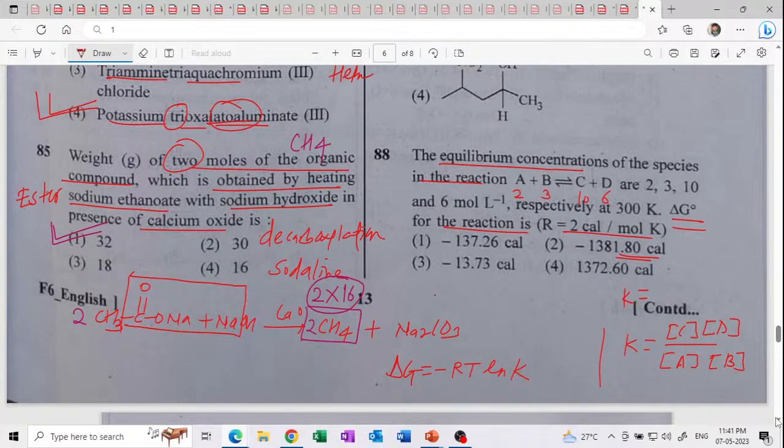What is the C value? C is 10 into D 6, divided by A. How much is the A value? 2. And what is the B value? That's 3. So it is equal to 6, that's 2. Here 2 cancels and this is 5. So this is 50 value. Now 5 into 2, 10 value. Sorry, this is the 10 value. This is 10, 5 into 2, 10 value. And put the value of log 10. How much? 10. So that's ln K as a 10 value.